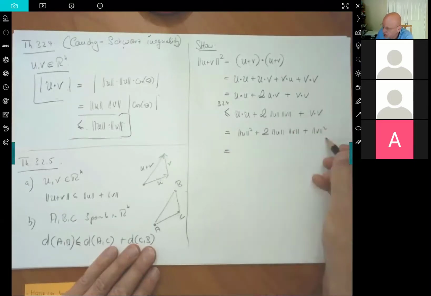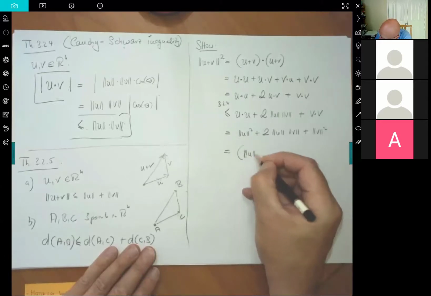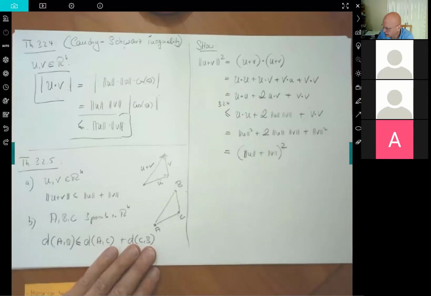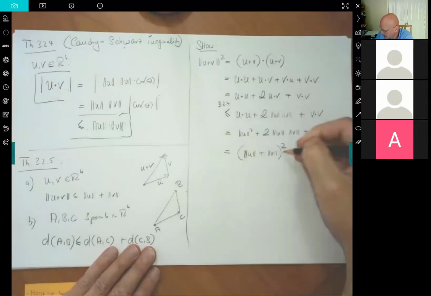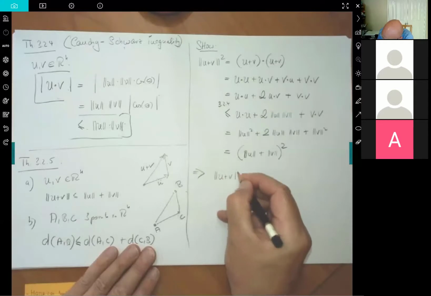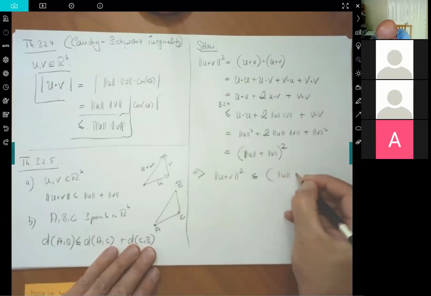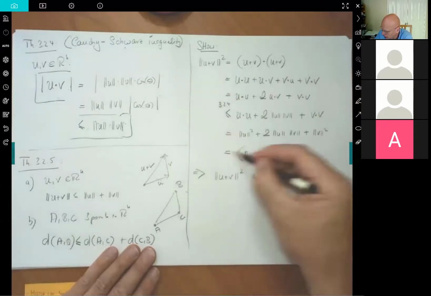And now we see, oh, this is just a perfect square. Yeah, so we have this group smaller or equal to this. So therefore, norm u plus v squared smaller or equal to norm u plus norm v squared. So that's what we have shown here.